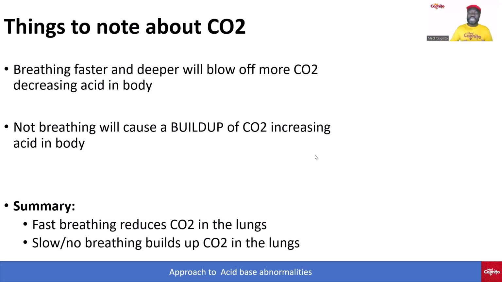If the patient is breathing fast, that means the patient is blowing off carbon dioxide, and the patient is becoming alkalotic from the carbon dioxide perspective alone. However, if the patient is breathing slower than the normal breathing rate, then the patient is storing more carbon dioxide. Doctors, are you following me? Breathing fast is what we call hyperventilation. Breathing slowly is what we call maybe bradypnea, right? The patient is breathing slowly.